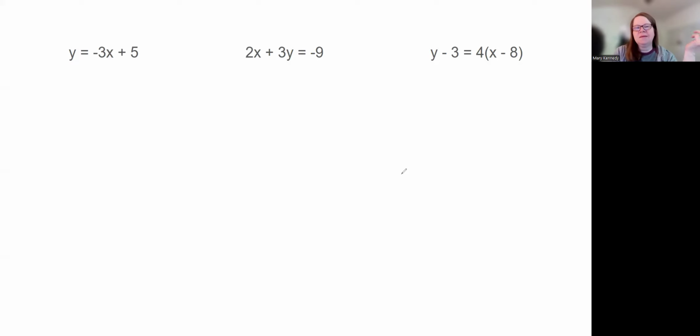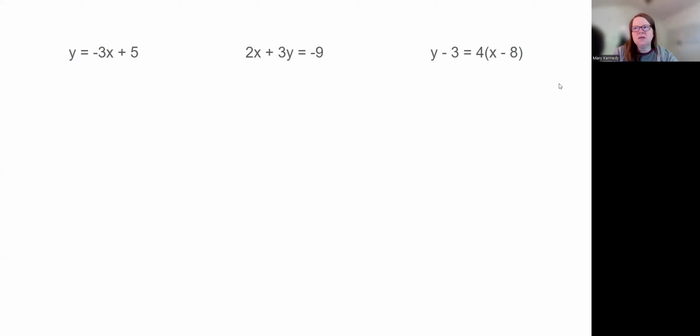Okay, so I noticed that they all have x's and y's in them. Every equation has an x and a y in it. The order's different though. The first one is just y equals, and then on the middle one, x and y are together on the left side, and then on the right one, it's got a y on the left and an x on the right, like the first one did, but there's parentheses, and so it's very different, right? So noticing differences is super important.